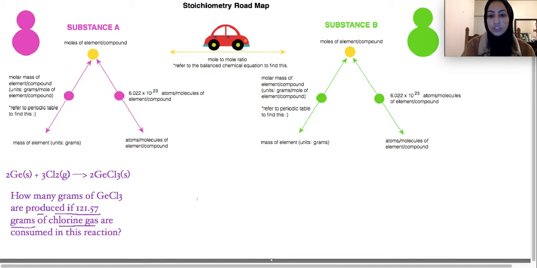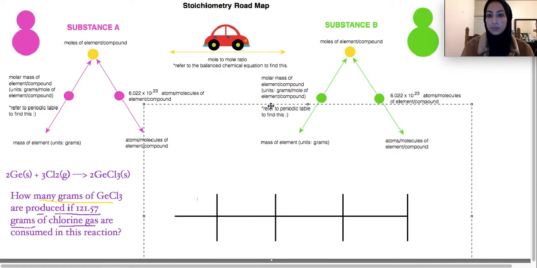Okay, ask yourself, what do I need to answer? Well, you need to answer how many grams of germanium chloride you need. So chlorine gas is substance A, and germanium chloride is substance B. So I'm going to go from grams here, all the way up, all the way across the bridge, and all the way down to get to the molar mass of substance B.